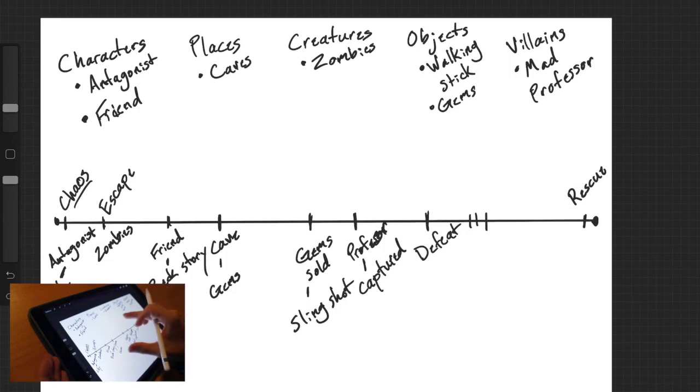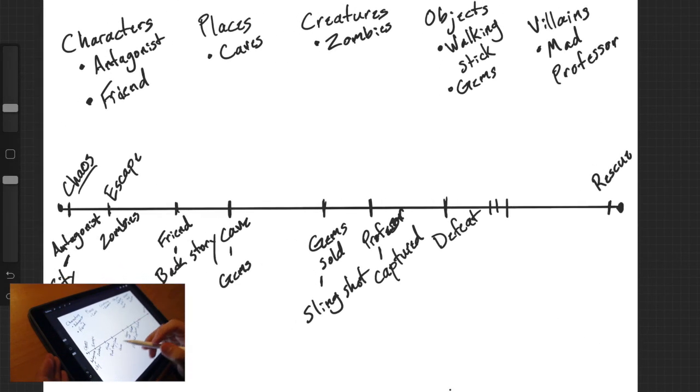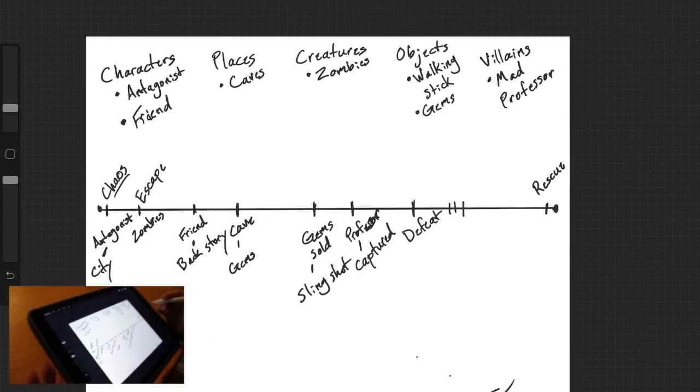So hopefully, if you can try out this method by creating the beginning and the end, and then writing out all your characters, objects, places, creatures, all that, hopefully that'll help you fill in the rest of the spots on these timelines.